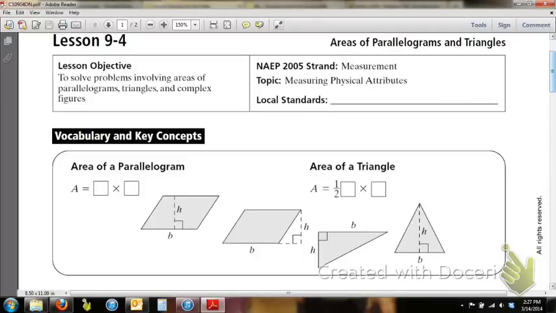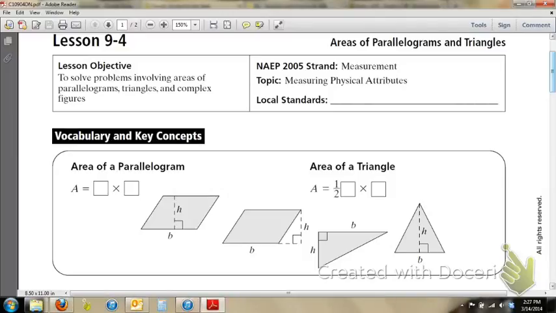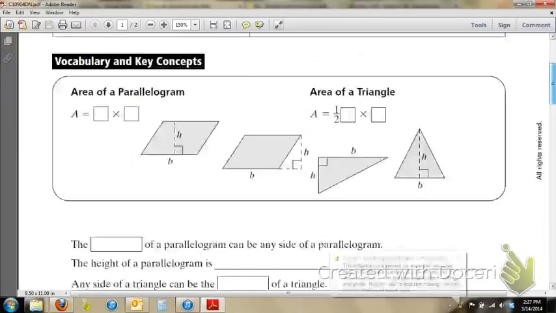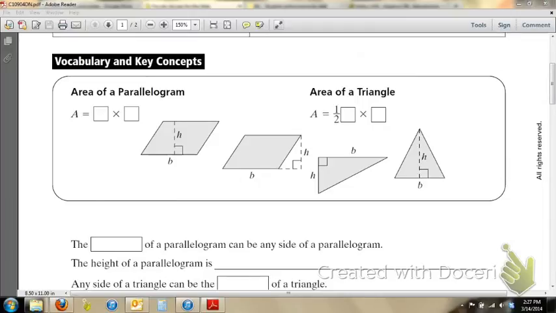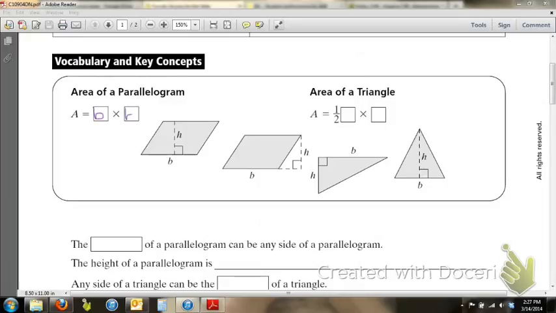In lesson 9.4, we're going to take a look at areas and perimeter, or areas of parallelograms and triangles. So, there's a few things here. I'm going to add a few things into this vocabulary box up here. First, the area of a parallelogram is base times height. But there's a few things.